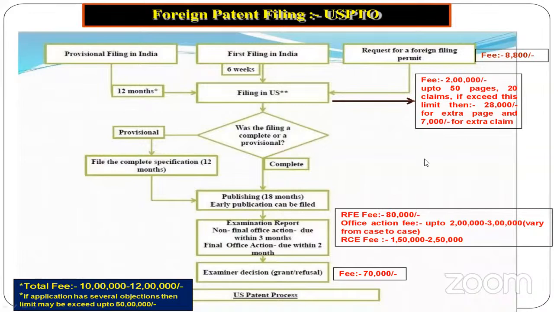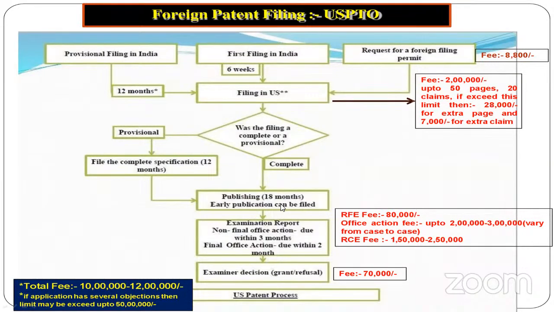The fee for filing a US patent application is 2 lakh rupees, for up to 50 pages and 20 claims. If it exceeds this limit, it costs 28,000 for extra pages and 7,000 for extra claims. After filing in the US, either complete or provisional, you have to file the complete application within the timeline of 12 months. Within 18 months, the USPTO publishes your patent application. After that, you have to file the request for examination, and the request for examination fee in the US is 80,000 rupees.